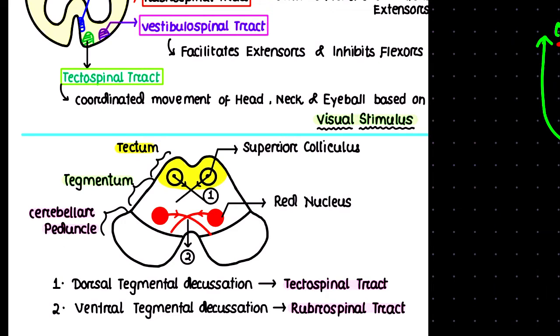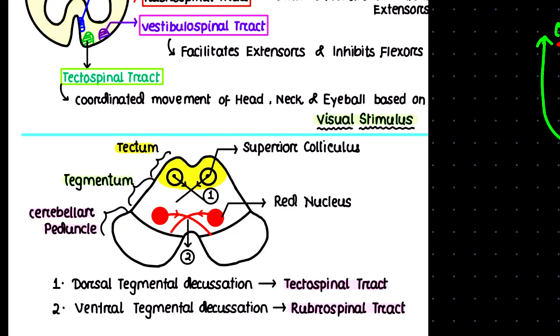Now here we are talking about the decussation of the tectospinal tract and the rubrospinal tract. As you can see, this is our tectum, so the tectospinal tract is right here. The tectospinal tract decussation takes place at the tegmentum region, at the dorsal tegmentum, at the back of the tegmentum.